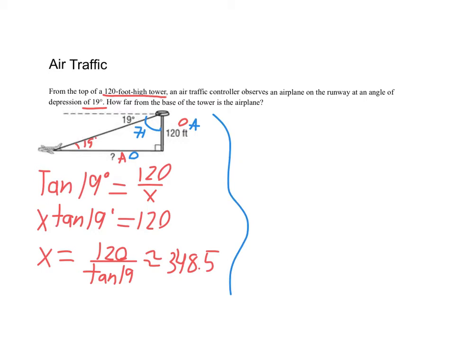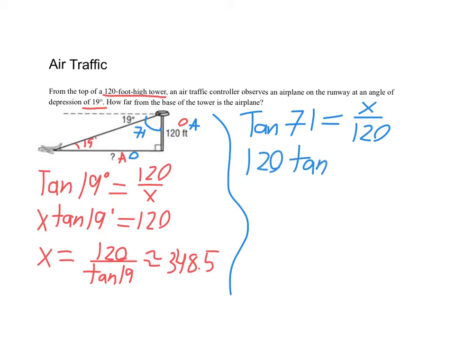So I could solve it out by saying the tangent of 71 is equal to my opposite of x divided by my adjacent of 120. Multiply both sides by 120. 120 times the tangent of 71 is equal to x. X is approximately equal to 348.5. Two ways, we still get the same answer.